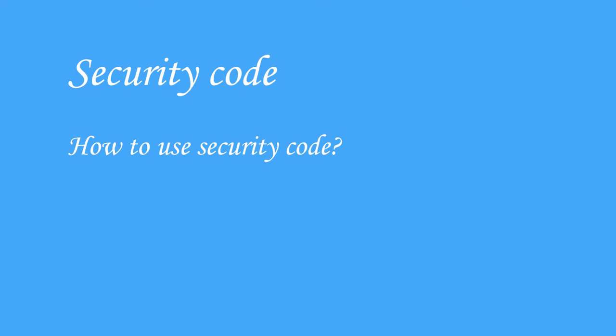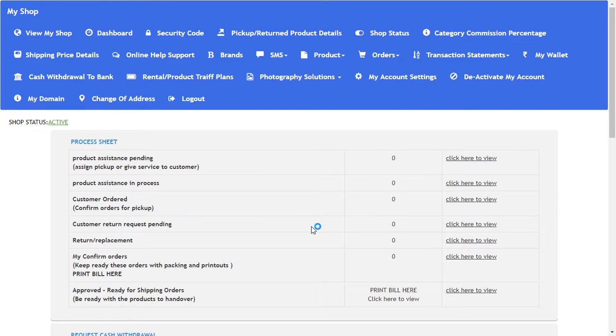In this tutorial you will learn about security code. Link name, security code. This link is for security purpose to deliver the product to the pickup executive.